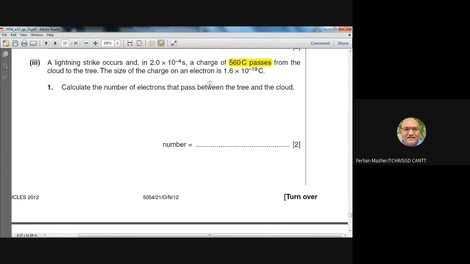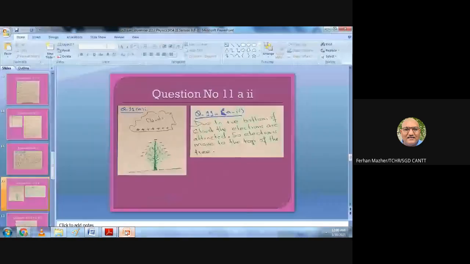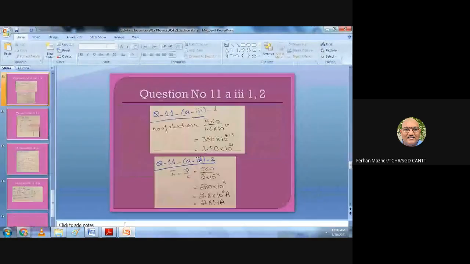That's 560 coulomb. And we know the charge on a single electron, and we also know the total charge. So divide this amount of charge by the charge on a single electron, and you will get the number of electrons involved. So let me show you my work. I've done this.